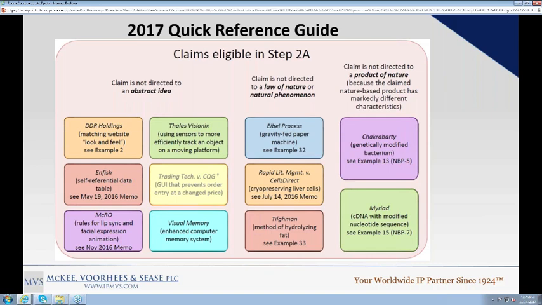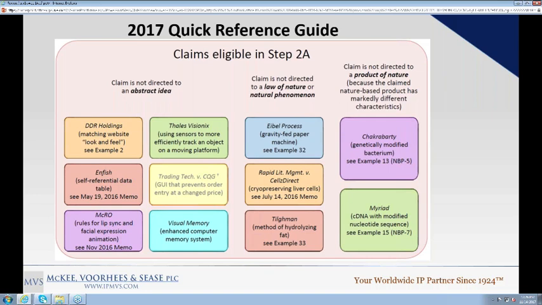Then claim that is not directed to a law of nature or natural phenomenon. And you've got your cases there. And they make a note in these too when the USPTO has additional documents related to the cases if you wanted to look at them. So like, say, for example, the DDR Holdings, that corresponds to example 2 of their examination guideline examples. Similarly, the Enfish or the Rapid Litigation Management versus CellzDirect both reference USPTO official memorandum on those cases and how to examine and prosecute cases in light of those. So you can see that there.